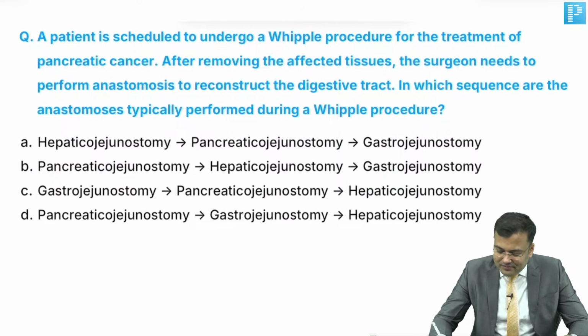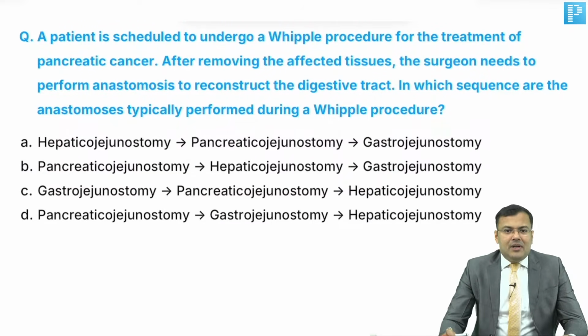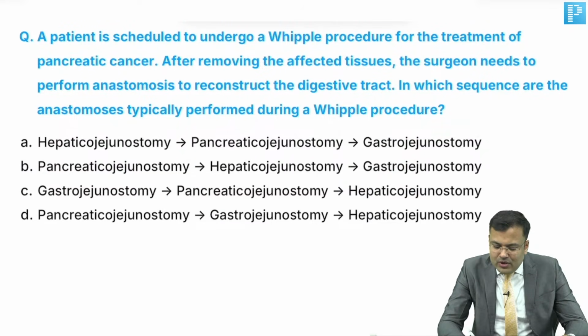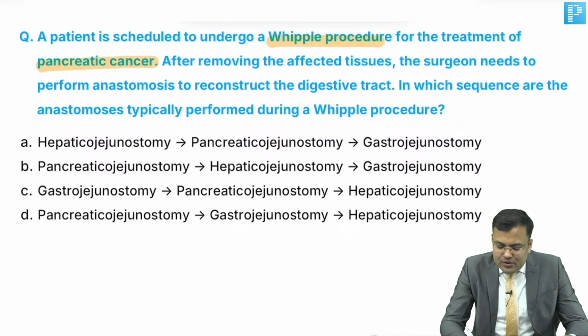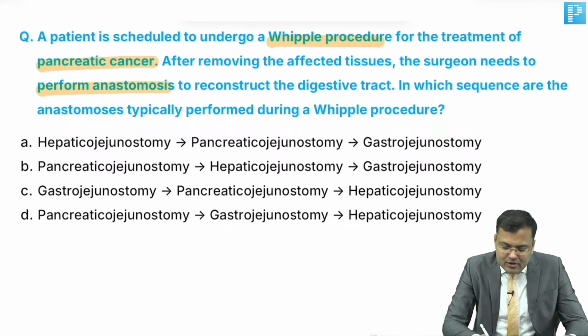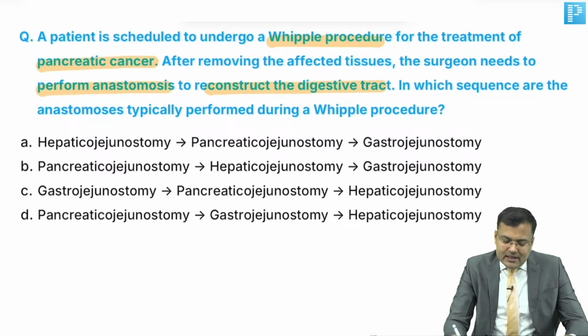Option B. Next question. Patient is scheduled to undergo Whipple's procedure for the treatment of pancreatic cancer. After removing the affected tissues, surgeon needs to perform anastomosis to reconstruct the digestive tract. In which sequence are the anastomosis typically performed?